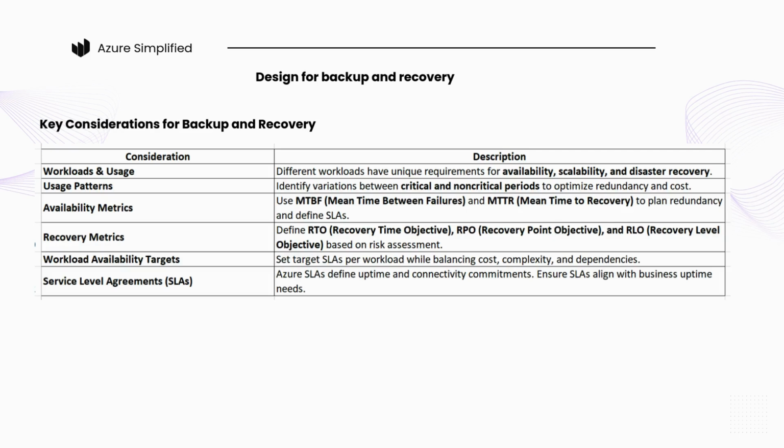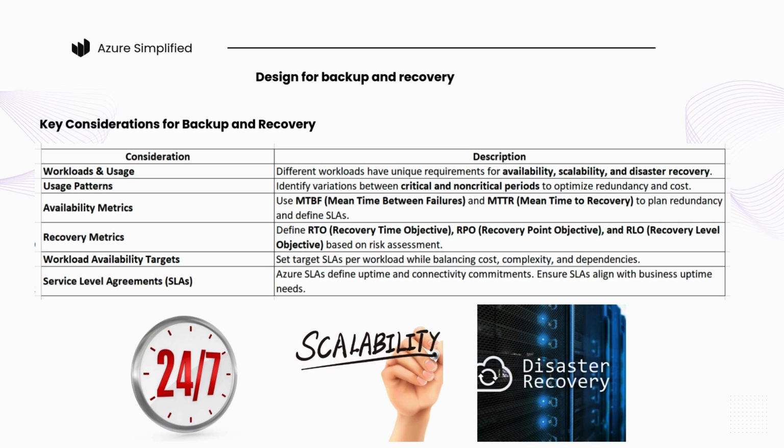This table outlines key considerations for designing a backup and recovery strategy for mission-critical applications. Here's a breakdown of each factor. 1. Workloads and usage. Different workloads, distinct tasks or services, have unique requirements for availability, ensuring they remain accessible. Scalability, handling varying demands. Disaster recovery, recovering from failures.